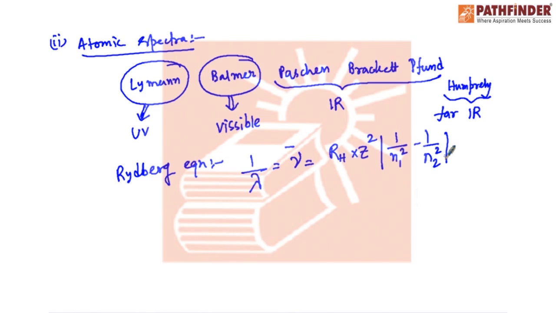Now keep this in mind. Sometimes students get confused about where to put N1 and where to put N2. Then don't get confused. You should take the mod value, so that you will not face any problem of having a minus answer or plus answer. You will just take the mod value. You will not have to think about putting N1 or N2 first or second.